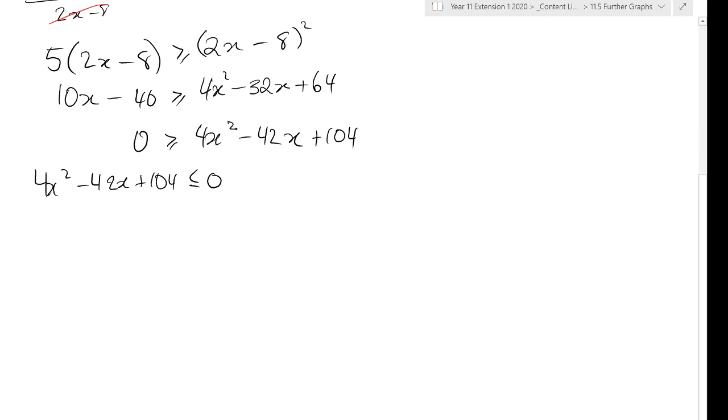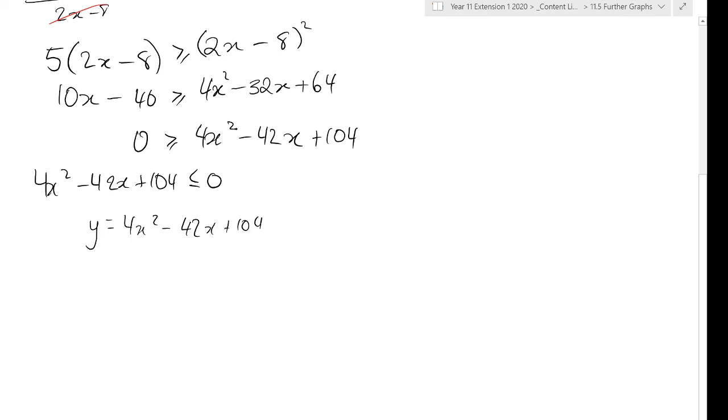Okay. So there are some things that we know about this, but we'll come to it in a moment. What we're going to do now is try and sketch this. So remember your rules for factorizing it. We're going to try and sketch y equals 4x squared minus 42x plus 104.